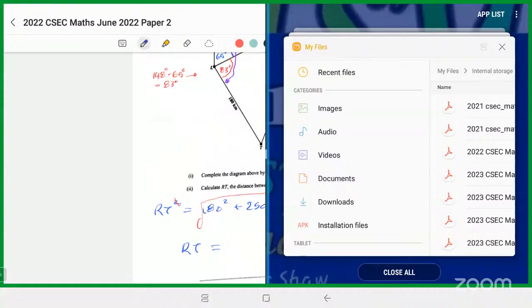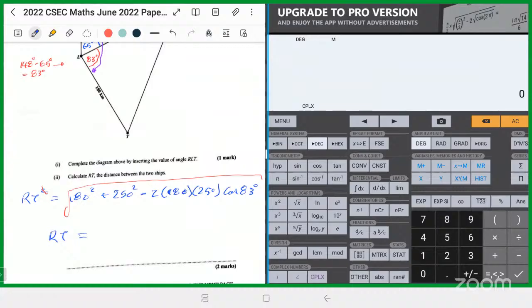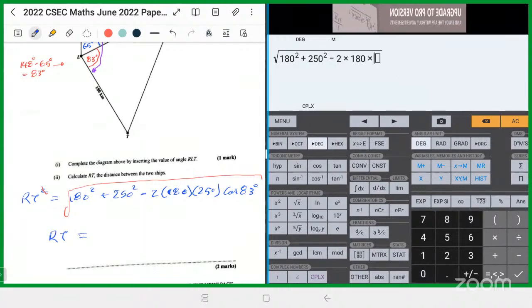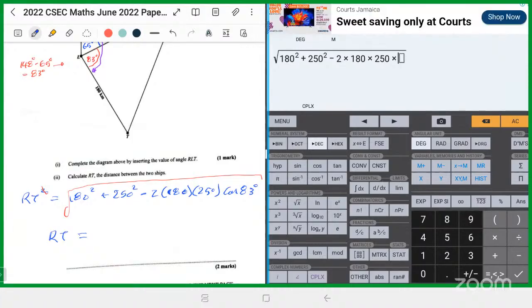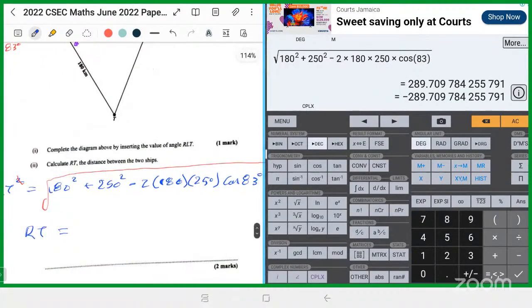So I'm going to put all of that in the calculator right now. The square root of 180 squared plus 250 squared minus 2 times 180 times 250 times the cosine of 83. And it's 289. Let's call it 290 kilometers to 3 significant figures.